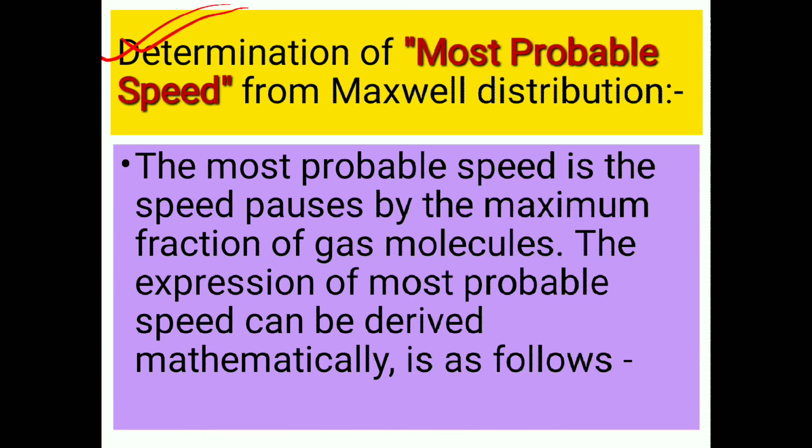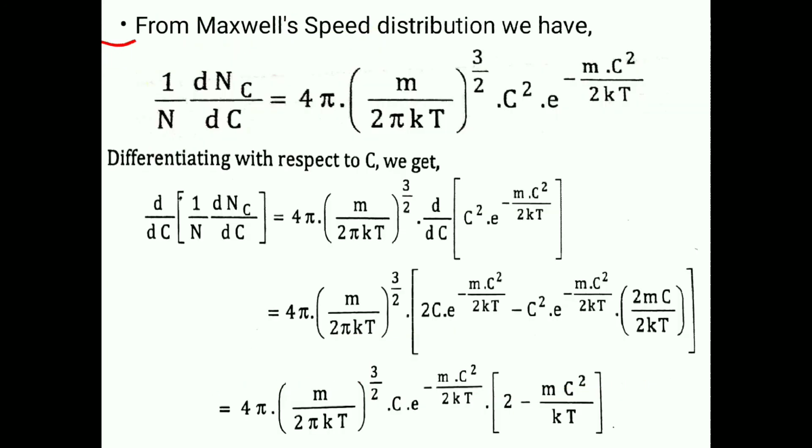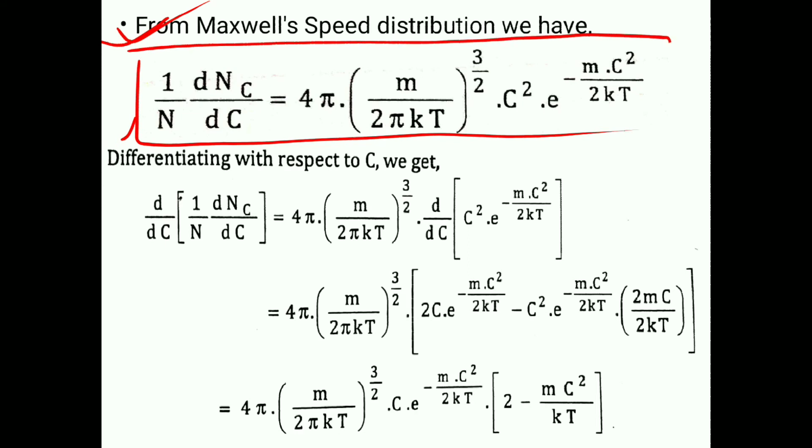Next, determination of the most probable speed from the Maxwell distribution. It is very important. The most probable speed is the speed possessed by the maximum fraction of gas molecules. Its expression can be derived mathematically as follows. From the Maxwell speed distribution, we have 1/n dn_c/dc equals 4π (m/2πkT)^(3/2) c² e^(−mc²/2kT). We start from the Maxwell speed distribution.